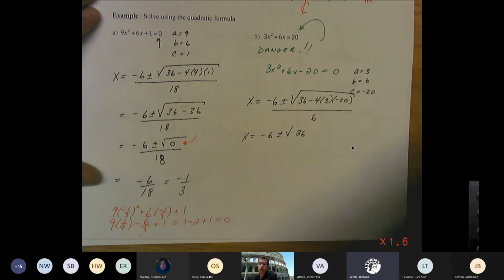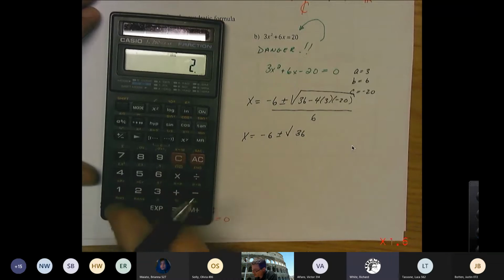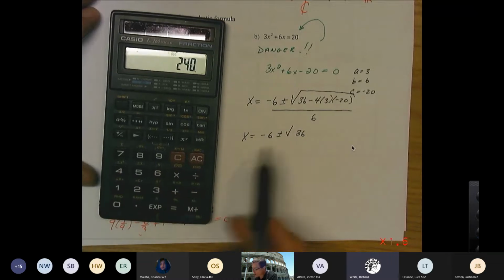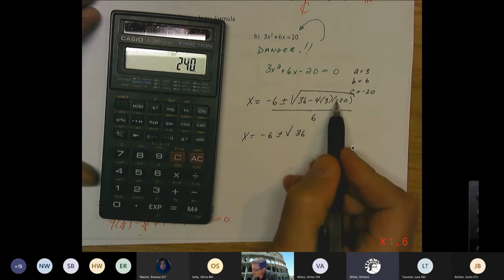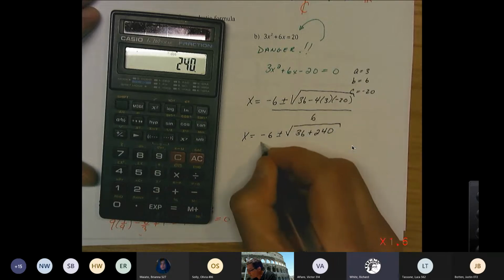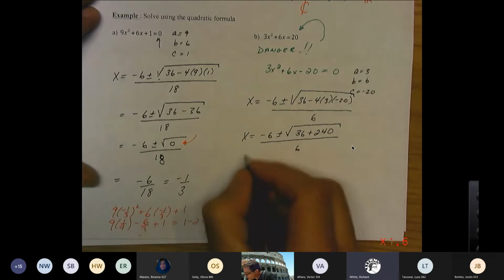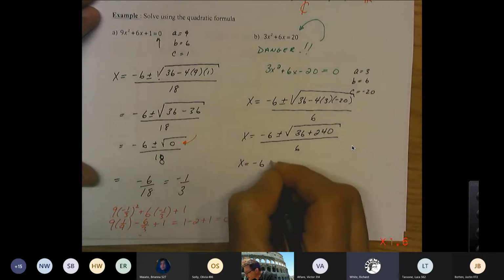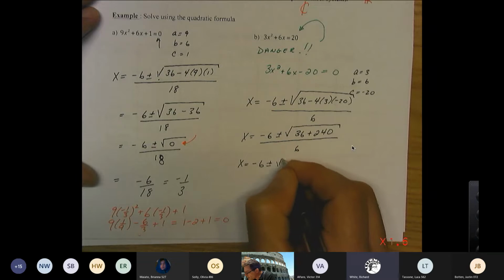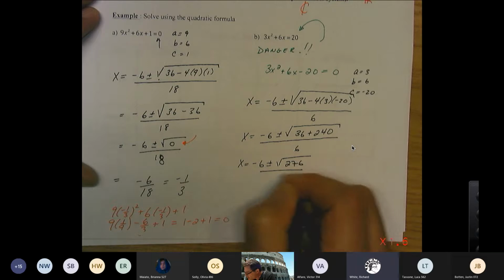Now, I'm not so good with my times tables, so I'm going to do 4 times 3 times 20, and then I'm going to worry about the sign. It's a negative times a positive times a negative, so it's going to be positive. So that's going to be x equals -6 plus or minus the square root of 276 over 6.